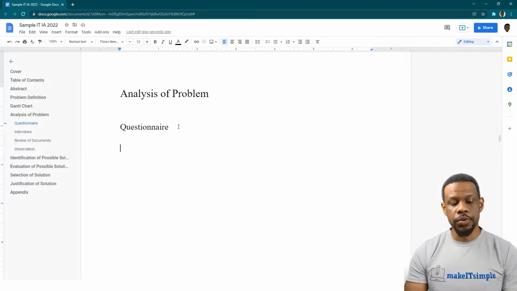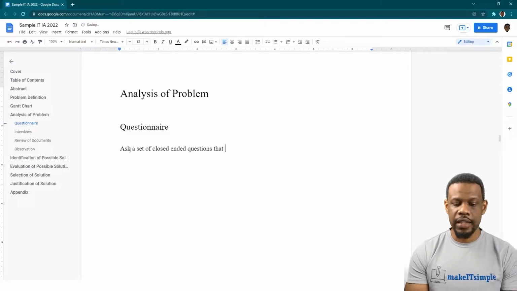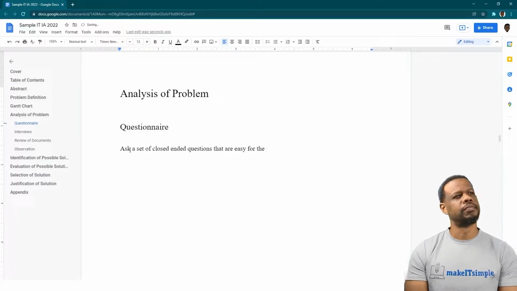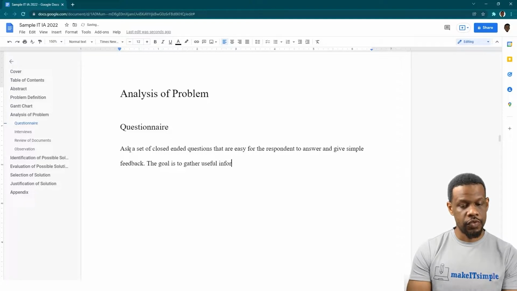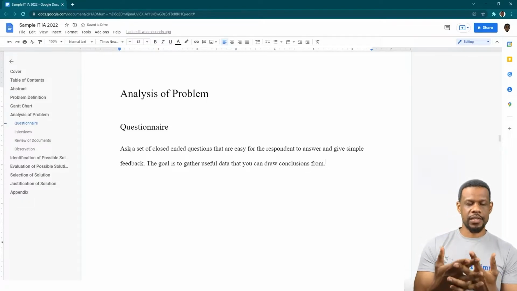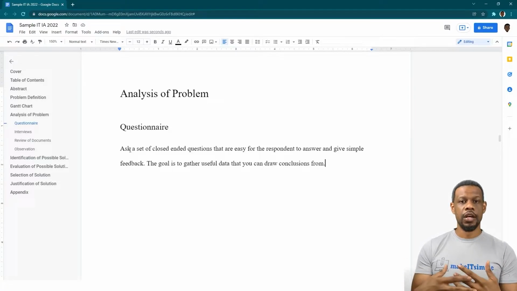So for the questionnaire, you want to ask a set of closed-ended questions that are easy for the respondent to answer and give simple feedback. The goal is to gather useful information, useful data that you can draw conclusions from, right? Which is basically the concept of data to information. So you want questions that will collect a lot of data, because questionnaires are geared towards a large amount of people, so you can get a large amount of data.